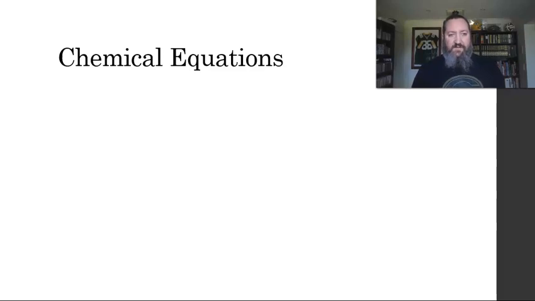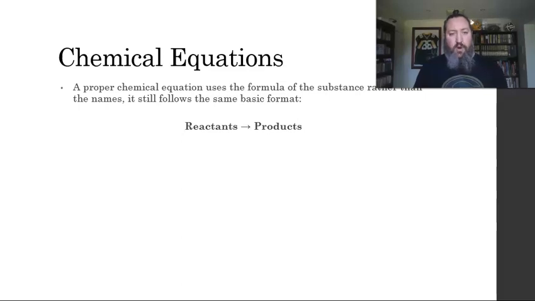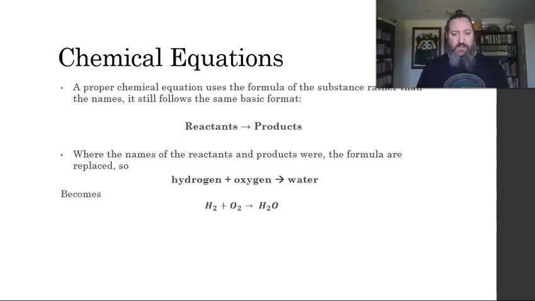So we have so far seen the general format for an equation, reactants turn into the products. We've now seen the chemical formula. So now if we put those two things together, we can actually create a proper reaction, a proper equation, using that information. Reactants turn into the products. We'll stick to the same example we saw before, hydrogen and oxygen turning into water. So we replace those names with the formula, and that becomes this: H2 plus O2 turns into H2O.